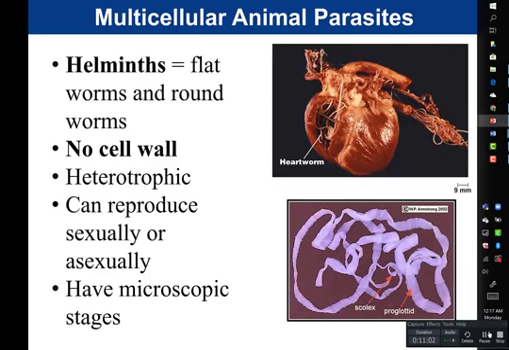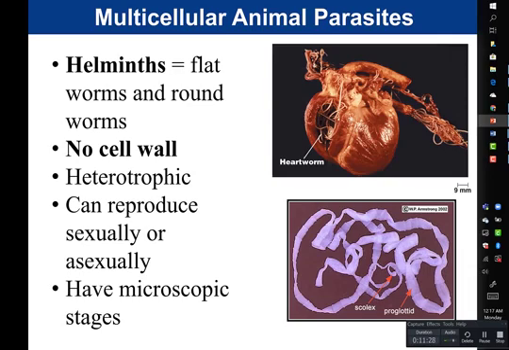And then we get to our multicellular animal parasites. A helminth, for example, is a worm. We will talk about this a lot in lab. We'll talk about different types of worms, but we have our flatworms, like our tapeworms, for example, that's here at the bottom. We have our roundworms, like heartworm, for example. And so these would be our helminths.